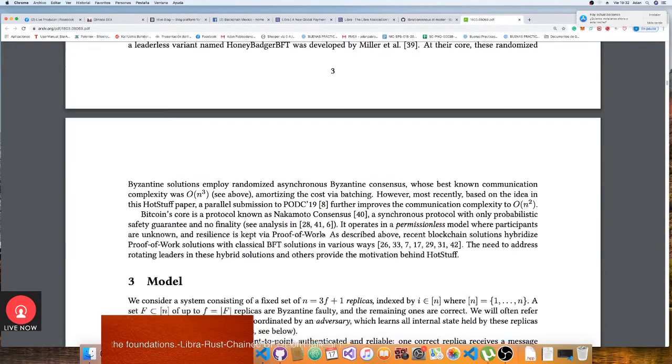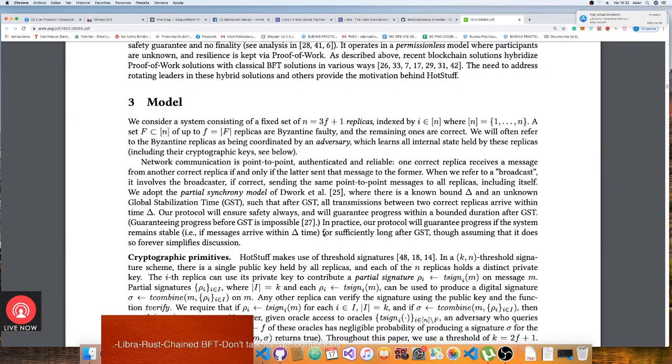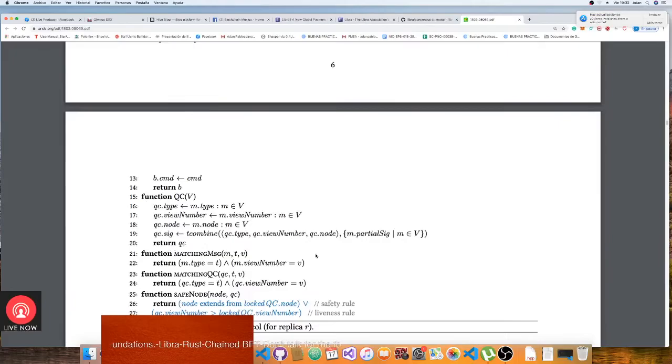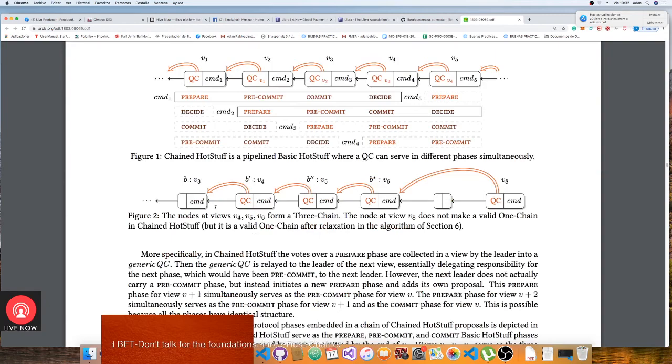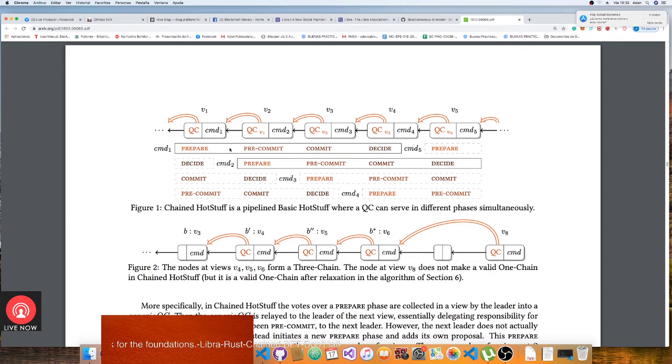So far you can find out there in the literature that this chain stuff is a basic pipeline of the basic HotStuff, and it's very similar to practical Byzantine fault tolerance. And this is the thick of this chain stuff. We can find here that chained HotStuff is a pipelined basic HotStuff, where a quorum certificate can serve in different phases simultaneously.